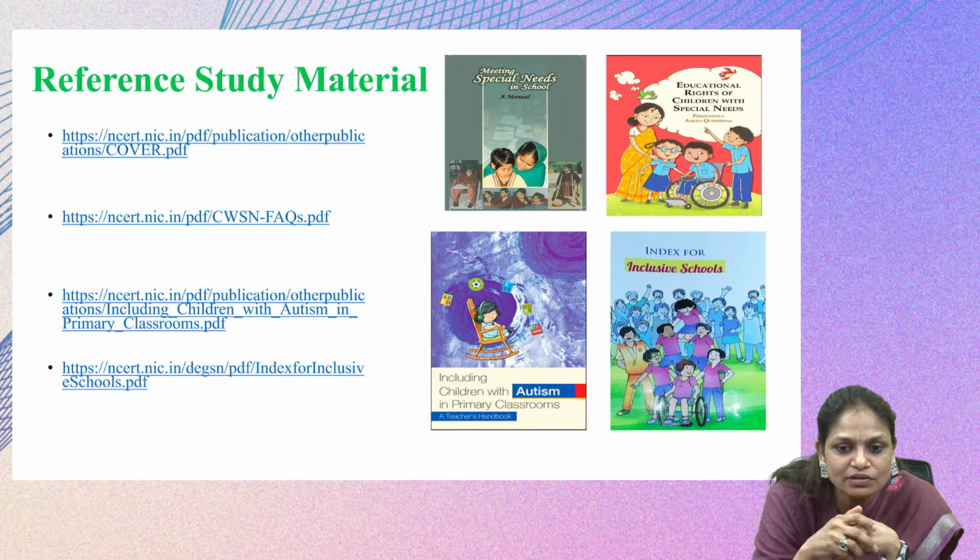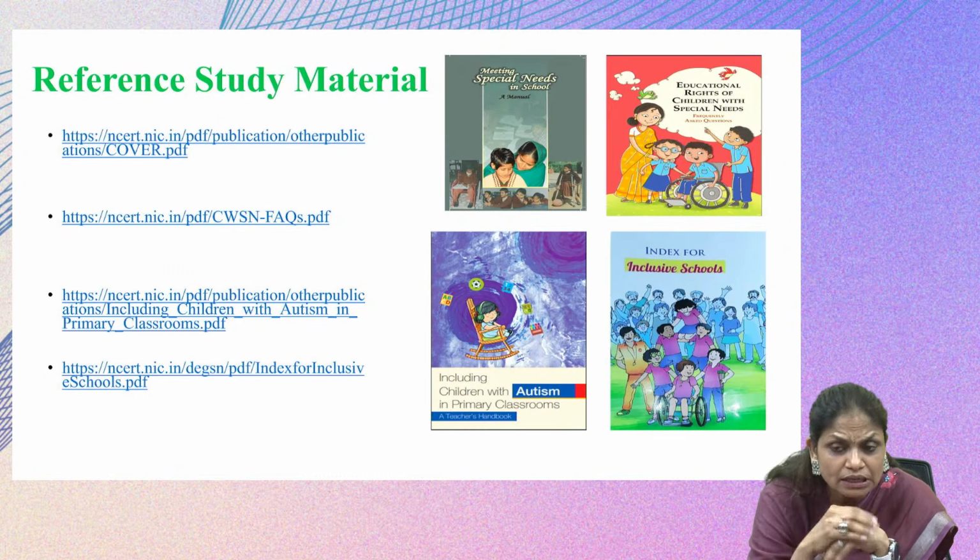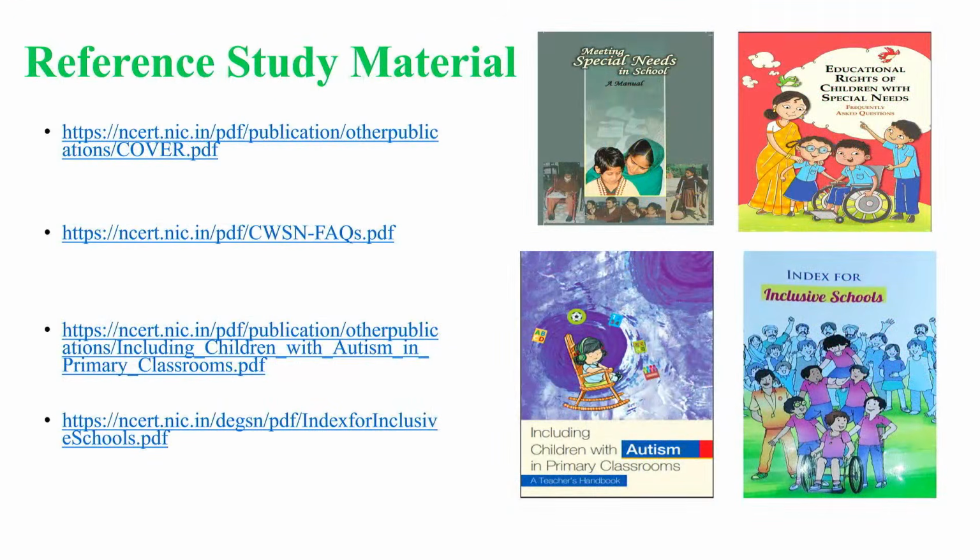So this is the second one, including children with autism in primary classroom. Then for another learning material, I would suggest you go with the NCERT itself. You will get all these on the NCERT website itself. Then there is the Index for Inclusion for inclusive schools also. Again, philosophy, approaches, and a few of the RPWD Act also it talks about. So just give a glance at all this.